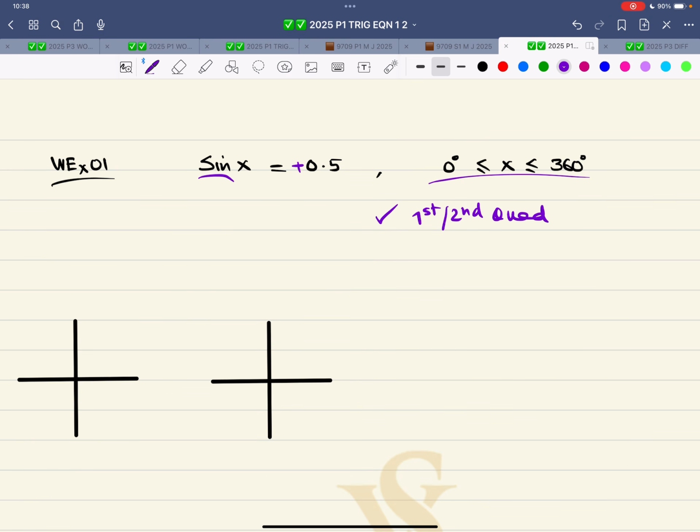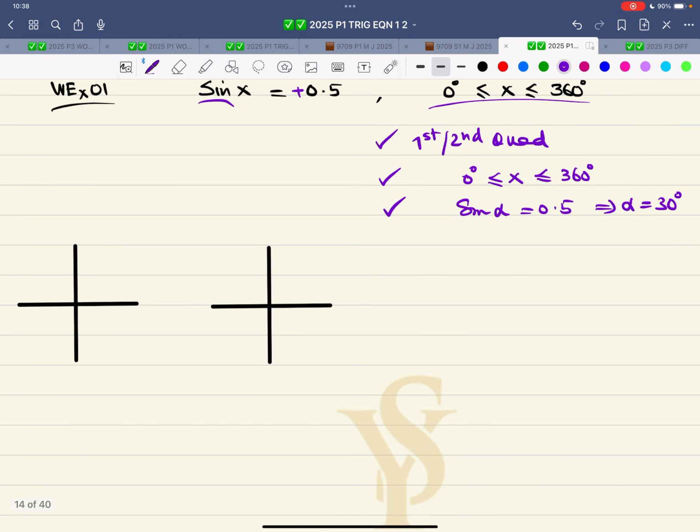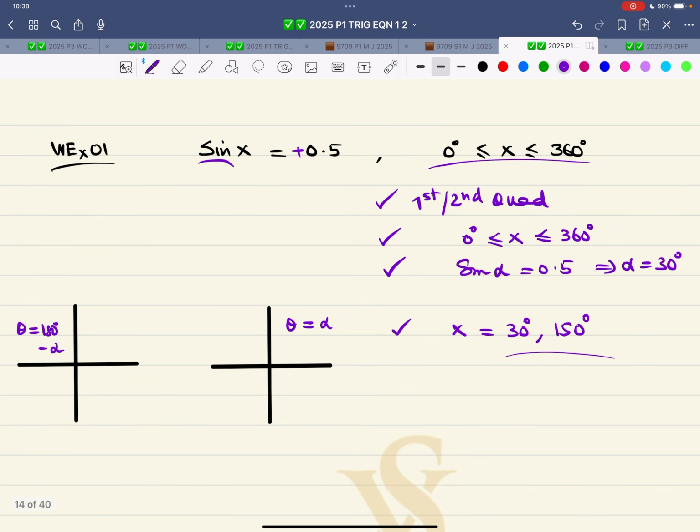The second step, that is the range. It's not changed. It's not modified. So just copy paste this thing. The third step, that is let alpha be the basic angle. Sine of alpha is 0.5. Therefore, alpha comes out to be 30 degrees. Basic angle is the acute angle with the x-axis. So now we know that in the first quadrant, theta is alpha. In the second quadrant, theta is 180 degrees minus alpha. So now this is pretty basic. So therefore, theta or x equals 30 degrees. 180 minus 30 is 150 degrees. That is the simple basic answer for this particular part.